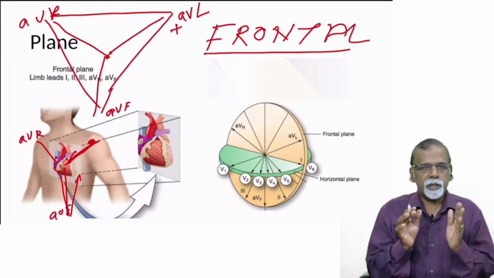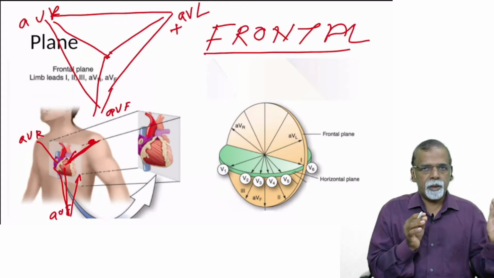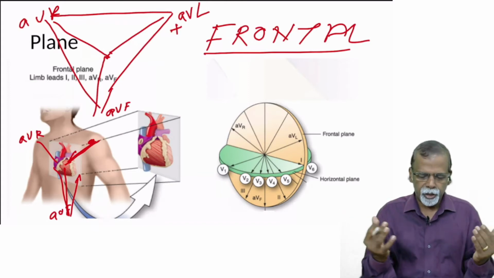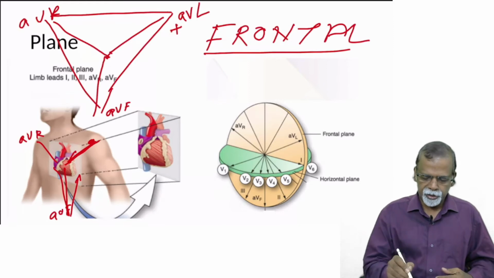So how many limb leads are there? 3 bipolar leads and 3 unipolar leads, and they look into the heart in the frontal plane. You can see in this picture, this is AVL, this is AVR, this is AVF.